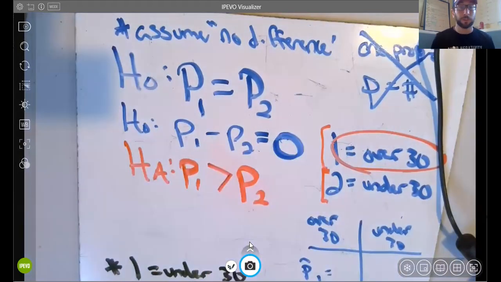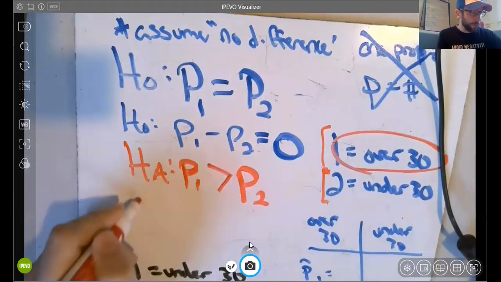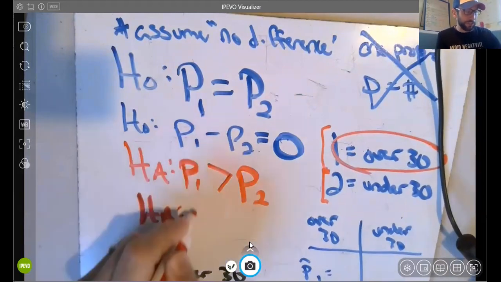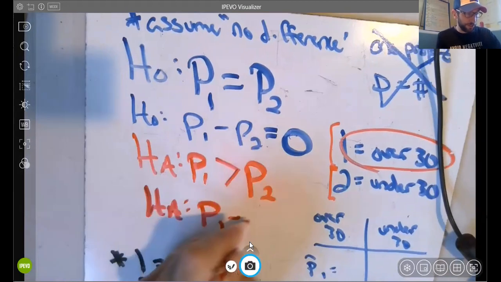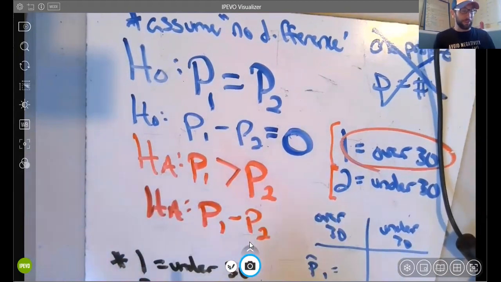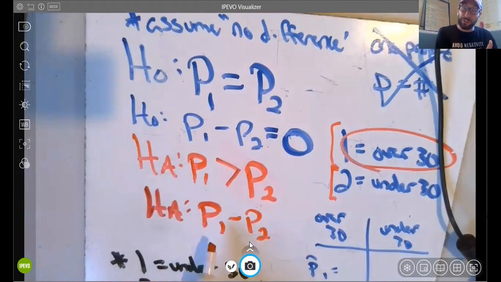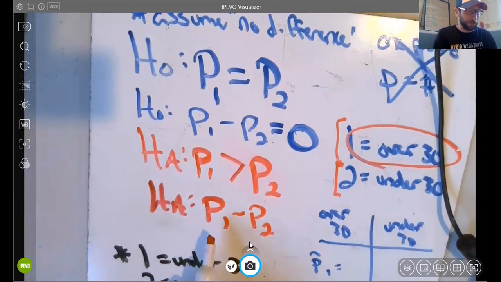You do what works for you, right? I personally like the top one, but whatever, you do what works. So similarly, we could write the alternative hypothesis in terms of a difference. So instead of P1 greater or less than P2, now we can think about the difference. This comes back to some of the stuff we discussed with a confidence interval though.